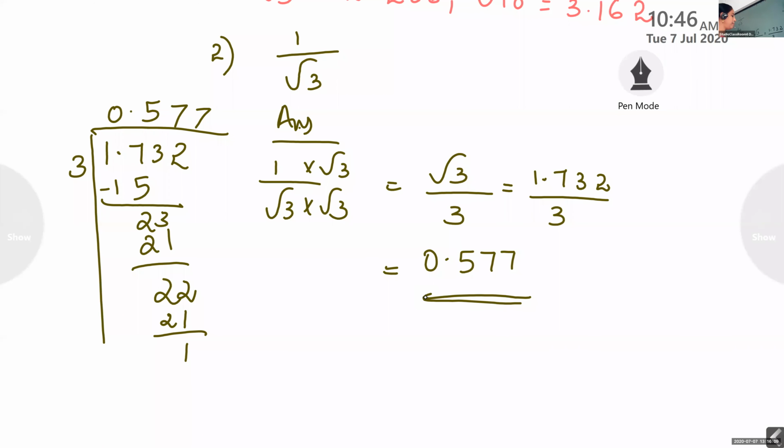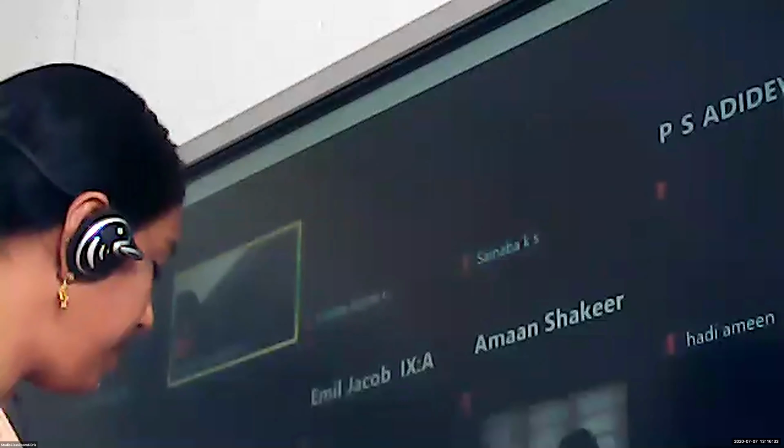It is a decimal number now, so three decimal places are enough. No need of writing the remainder and dividing it again. Three decimal places. Children, we won't get a perfect answer for this. It means it is a non-terminating decimal number. Okay, children?